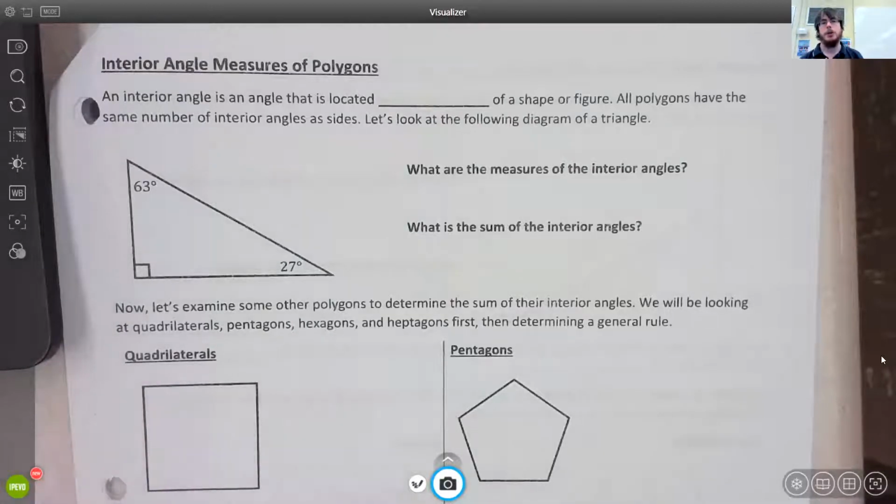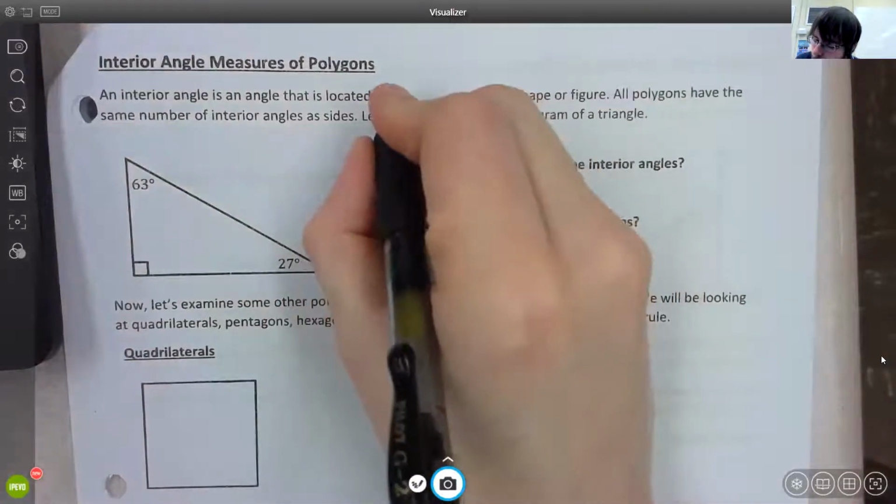So the first bit that we're going to talk about is the interior angle measures of polygons. And we do have some experience with interior and exterior angles. We talked about those when we talked about parallel lines and transversals. So an interior angle, if you might remember, is an angle that is located inside of a shape or figure. Okay, so interior, just like the interior of your room is the inside of it, it's the same thing with the interior angle.